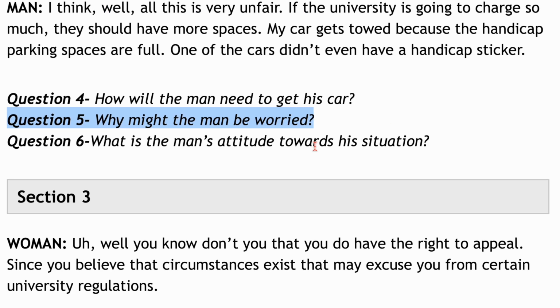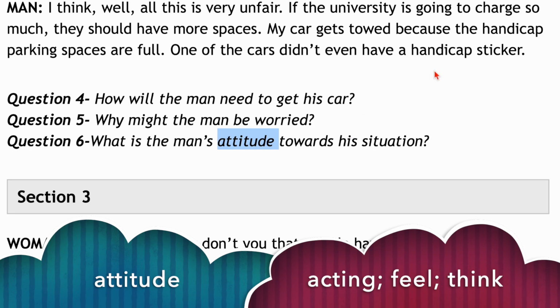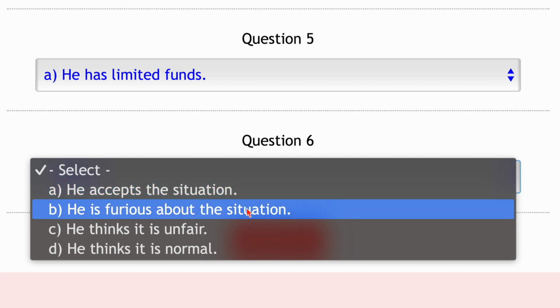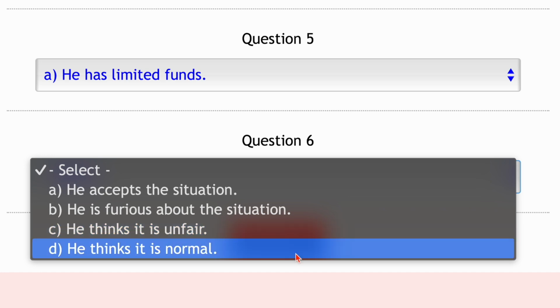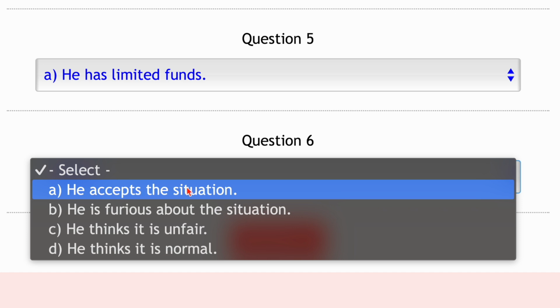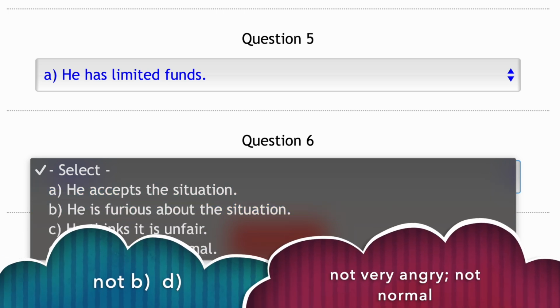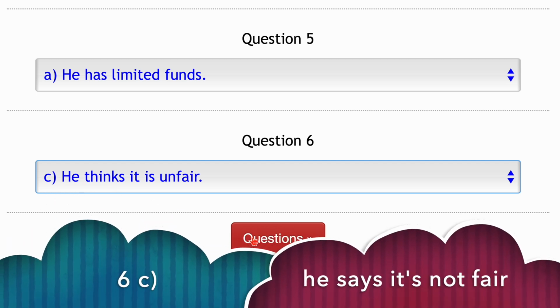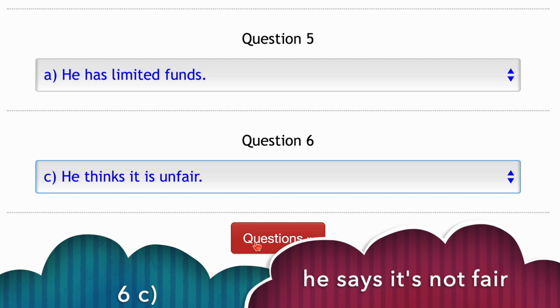Now, what about number 6? What is the man's attitude towards the situation? So how does he act or feel? What is his behavior like? He accepts the situation. He is furious, very angry. He thinks it's unfair. He thinks it is normal. Well, he accepts the situation, not very angry, but I think he thinks it's unfair. So he says this is very unfair. So his attitude is he thinks it's unfair. Okay.